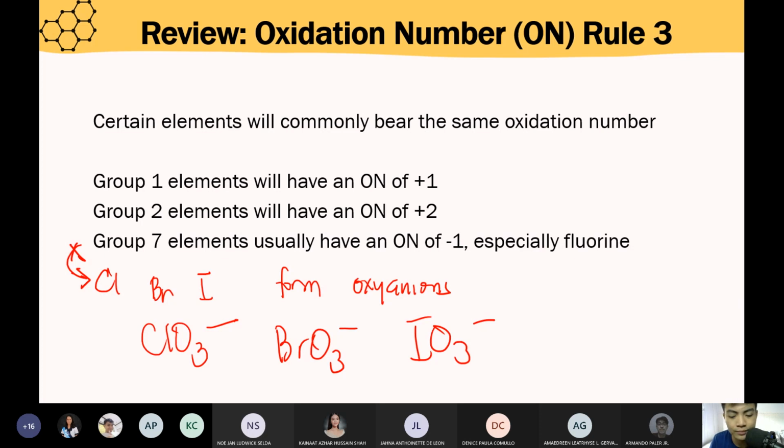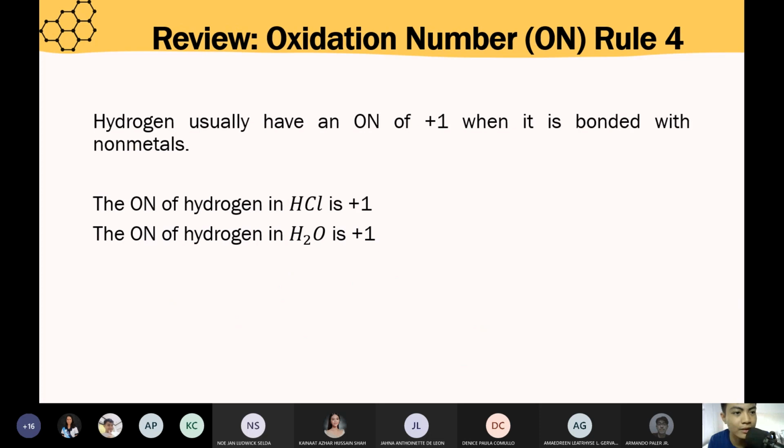So, ganun lang guys ha. Chlorine, bromine, iodine will not follow this if they are in the oxyanion form. Oxyanion, may oxygen. Pero by default, negative 1 sila. Next rule. Rule number 4. Rule number 4 is about hydrogen.